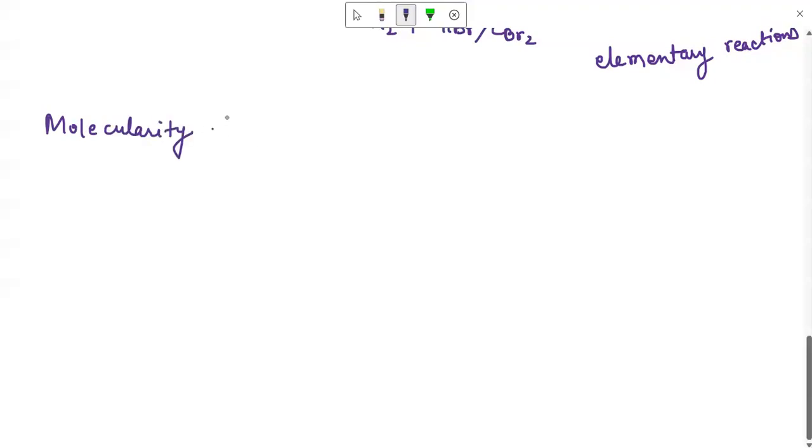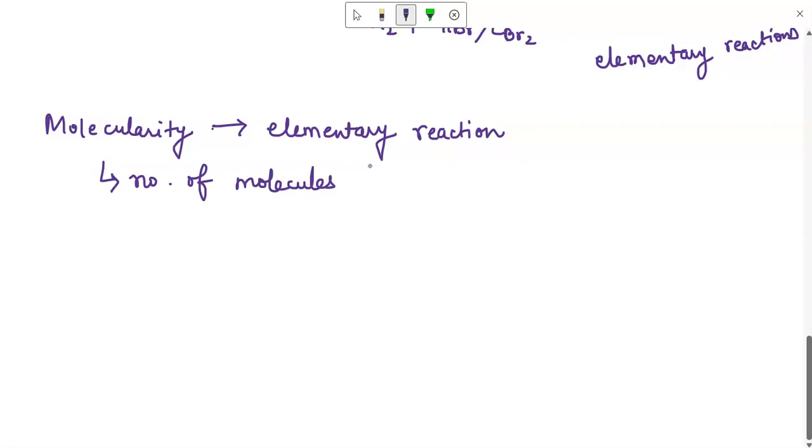So molecularity is strictly for elementary reactions. Okay, you do not use the term molecularity for non-elementary reactions. This is specifically for elementary reactions, and it keeps a count of the number of molecules that are involved in the reaction.